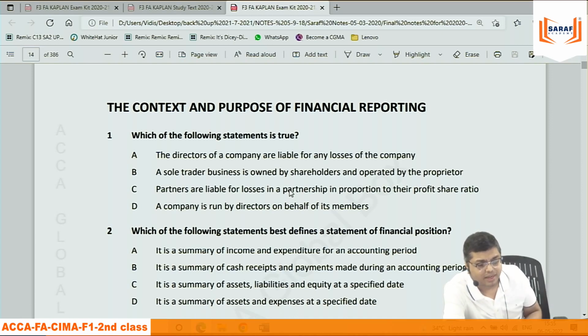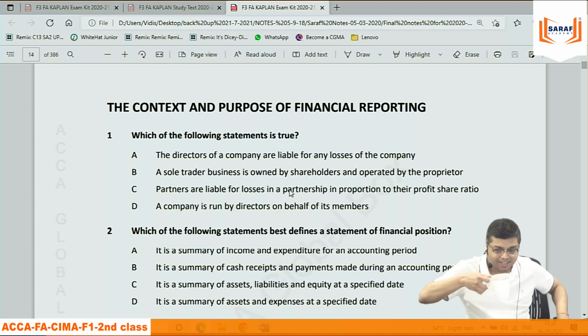Why no? Why? Directors are not liable for losses of the company. Can you give an example?